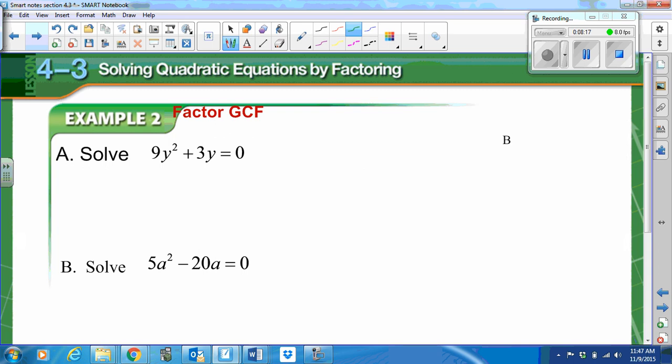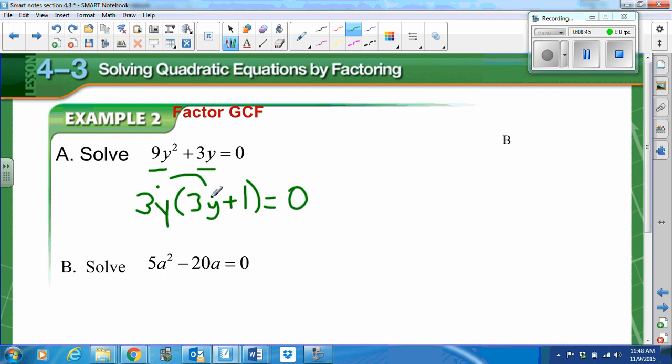So the first thing you want to do is factor out your GCF when you're learning how to factor. And so you look at what these two terms have in common. I can pull out 3y in both of those terms, and when I do, I end up with 3y times 3y plus 1. Now it's always a good thing to check that, to make sure that if you multiply it back out, you haven't changed the value of the equation. So 3y times 3y would give you 9y squared, and 3y times 1 would give you plus 3y.